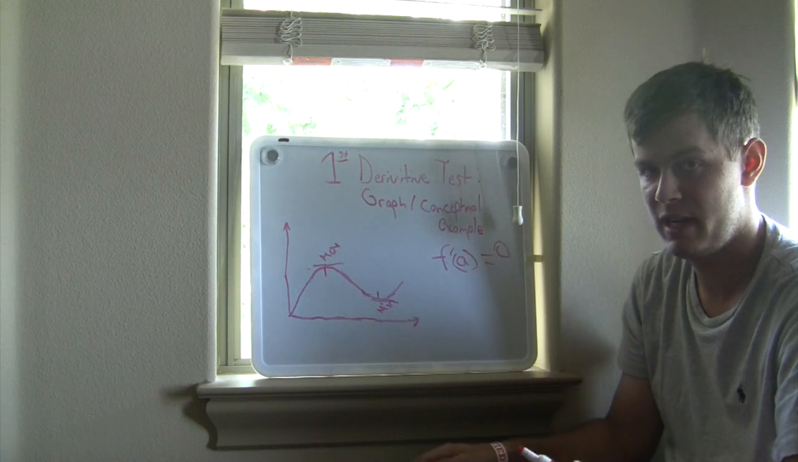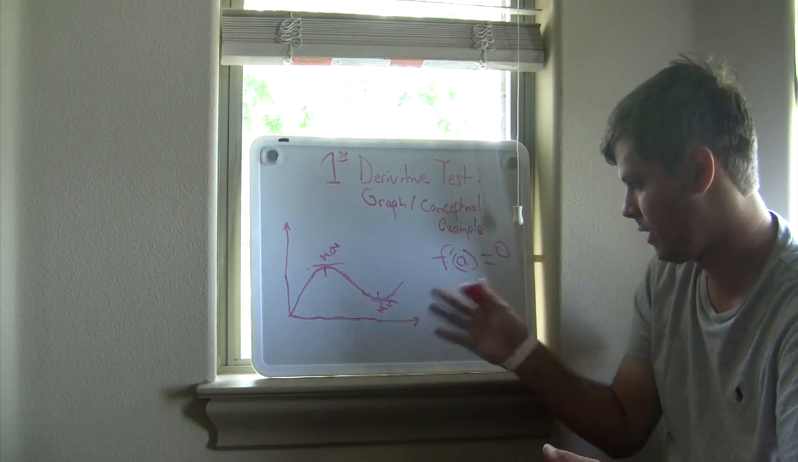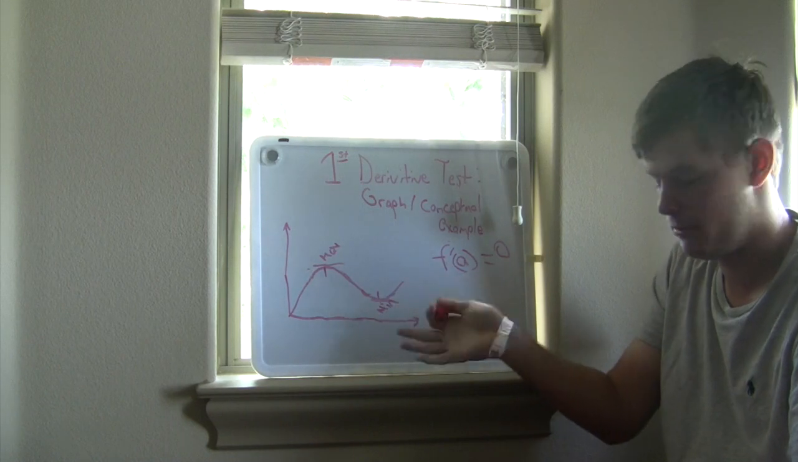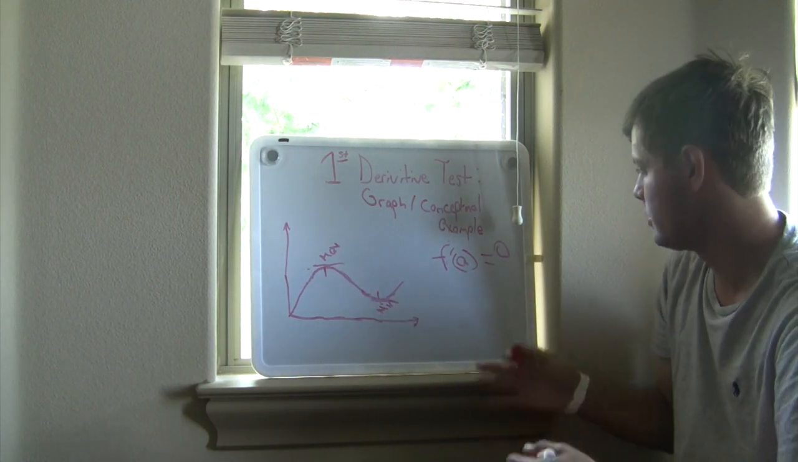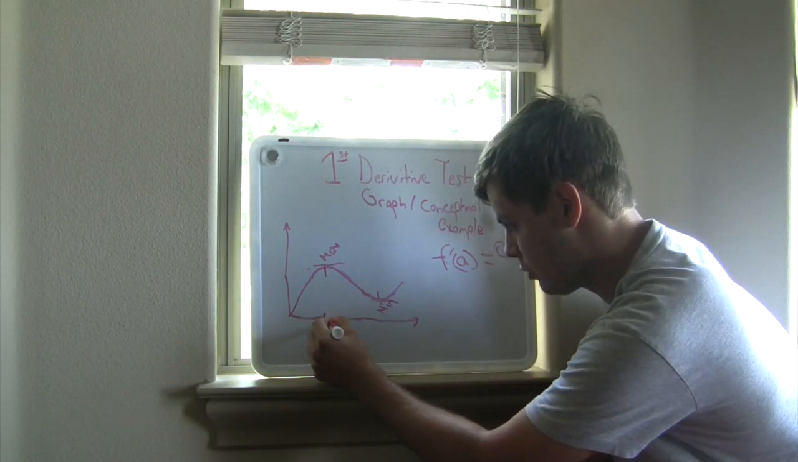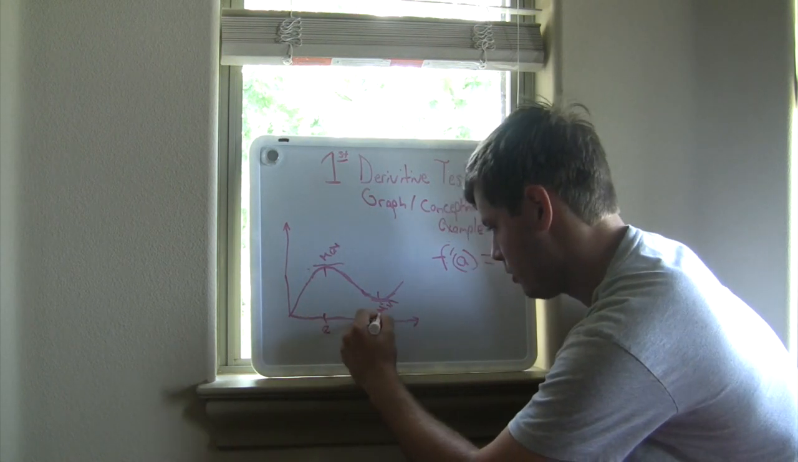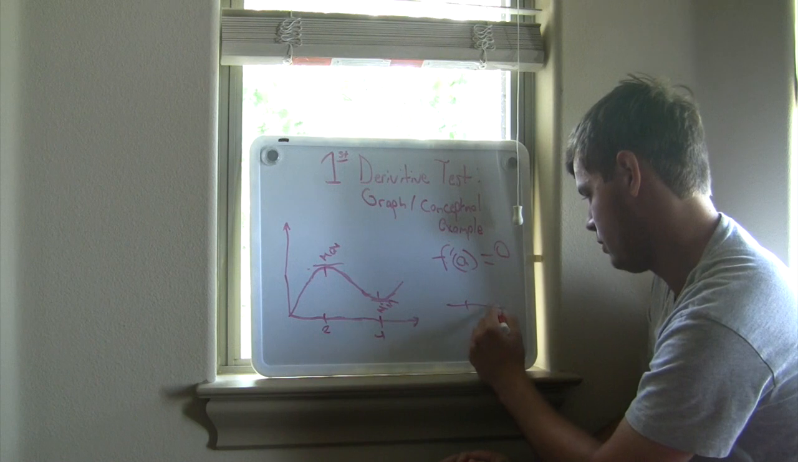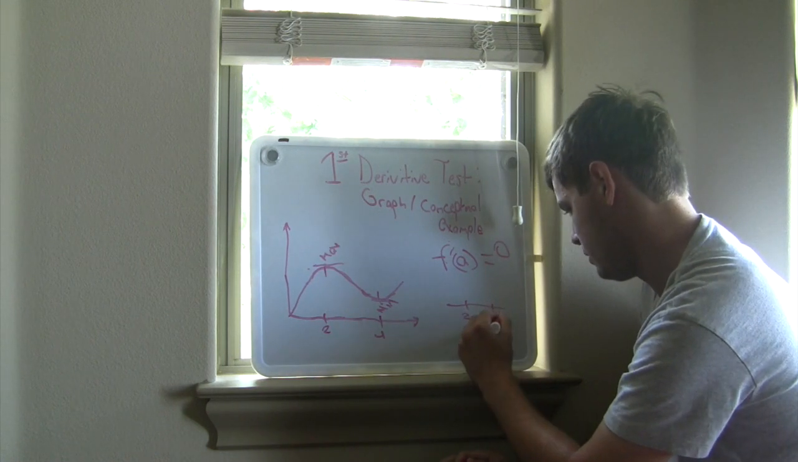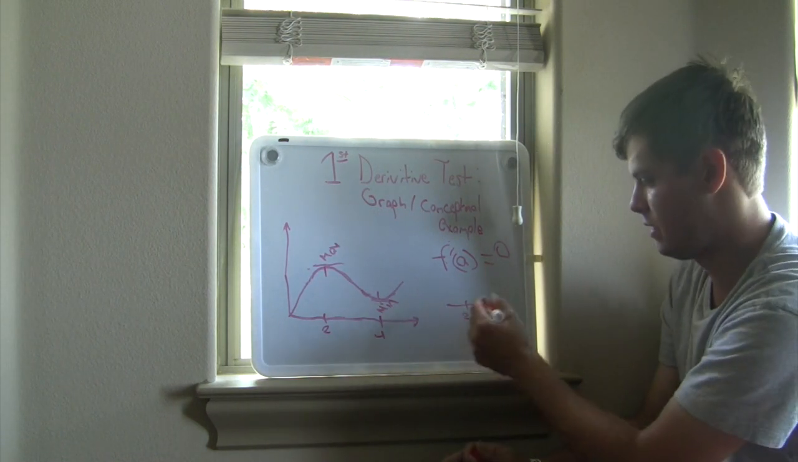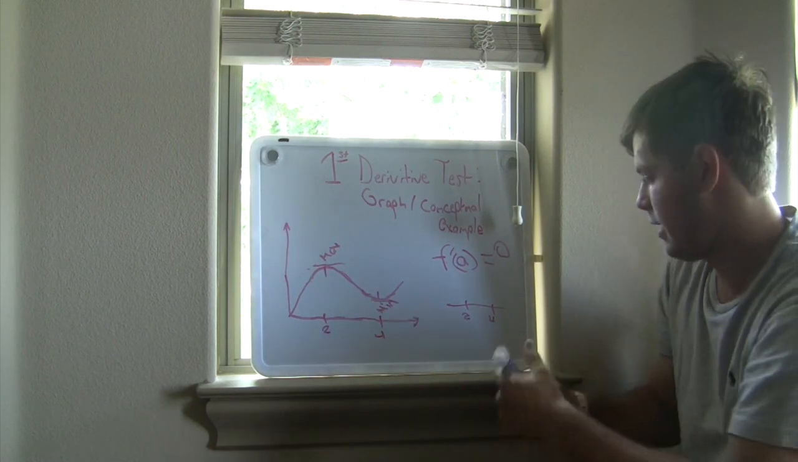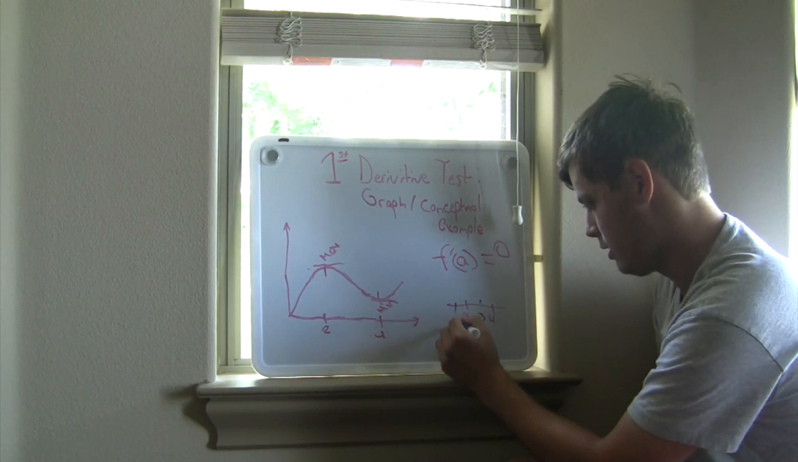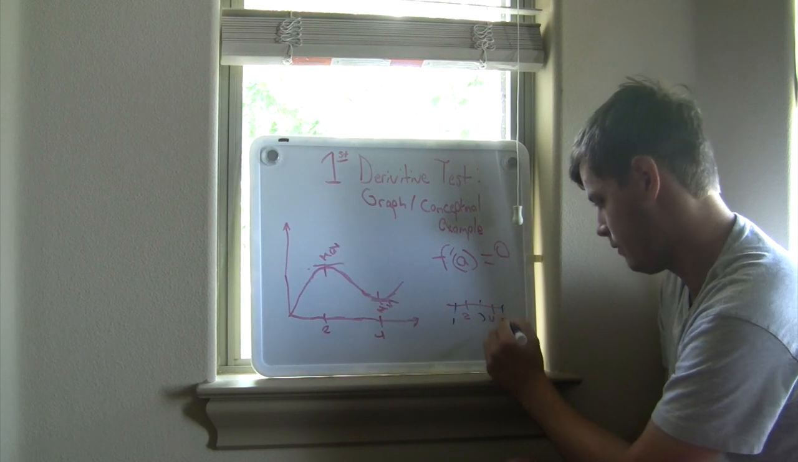And to help us find out whether these points are maxes or mins without the graph representation, we'll draw a number line. For this example, we'll call this point 2, and this point 4. When we draw our number line, we put 2 and 4 down, and we need to find the slopes of the points in between and around them. So we'll call this point 3, we'll do 1, and we'll do 5.